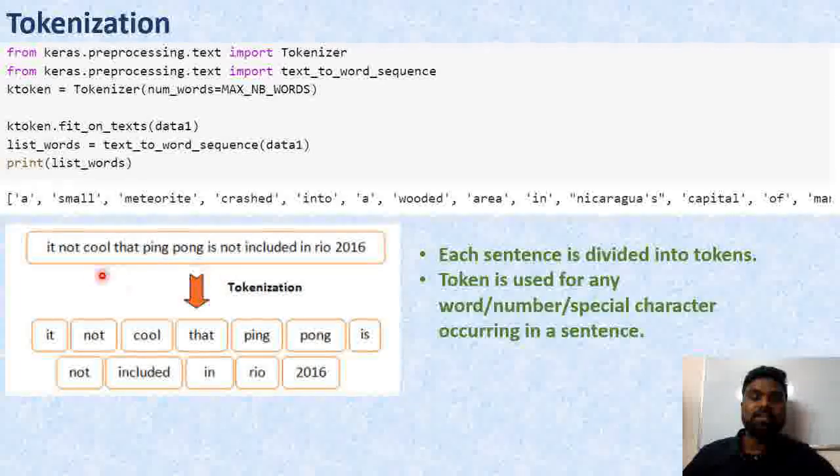So here you can see there is a sentence: it's not cool that ping pong is not included in Rio 2016. When we tokenized it, every particular token, which can be a word, a number, or a special character, is converted separately like this. On your screen you can also see how we have used tokenization with the help of the Python programming language, and in the result you can see all the tokens have been separated.